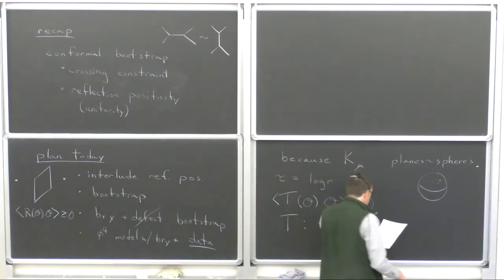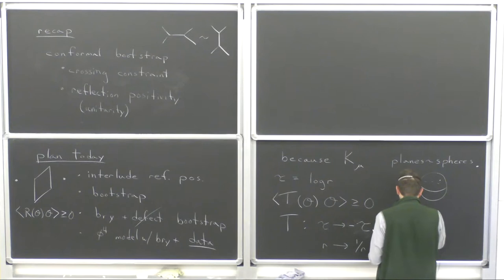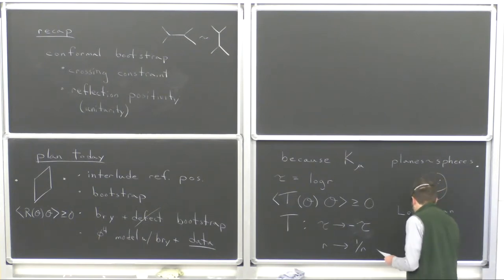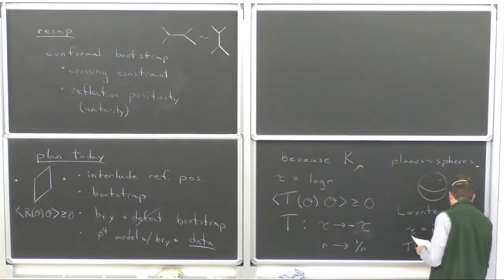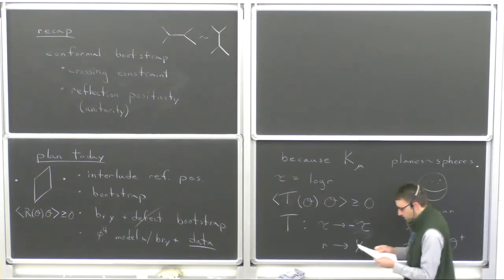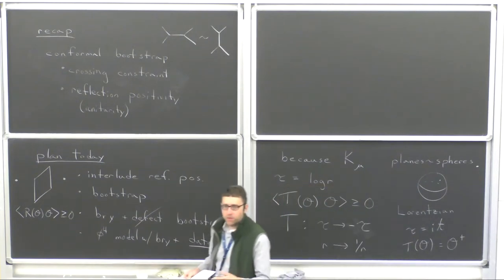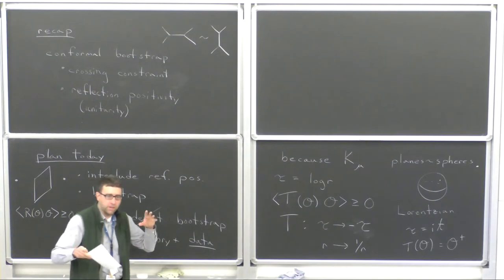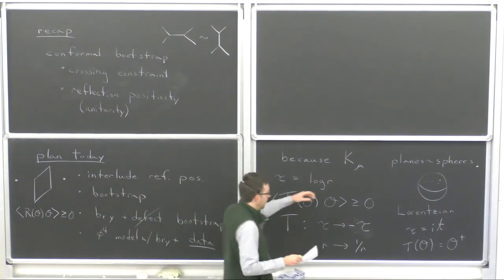Just like the picture is suggesting. And in Lorentzian signature, this tau is kind of like it, and then this T of O acting on some operator is really like maybe taking a Hermitian conjugate. And in that context, it becomes closer to the unitarity that you're familiar with, the notion of some positivity of an inner product, of an operator and its Hermitian conjugate being positive.